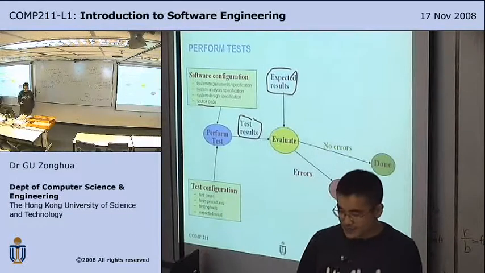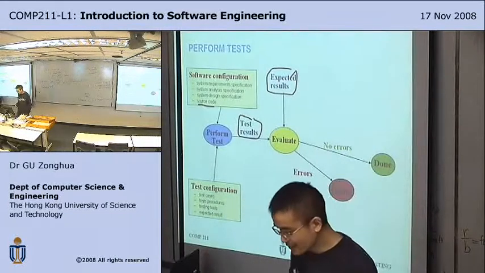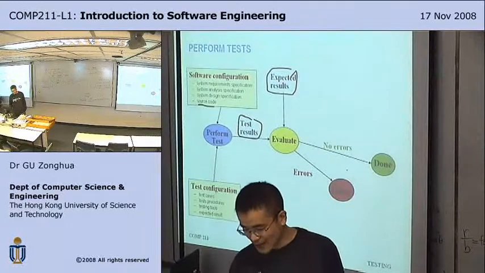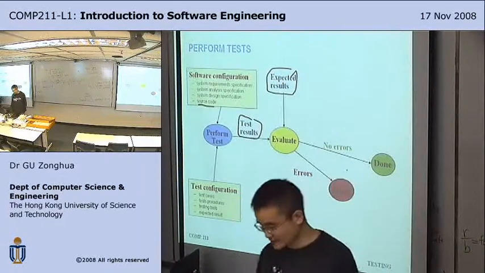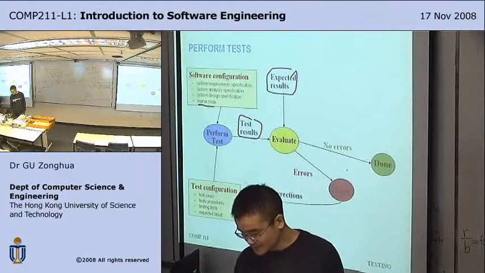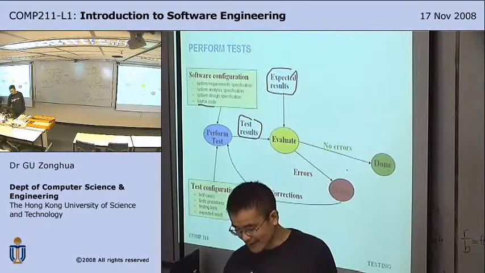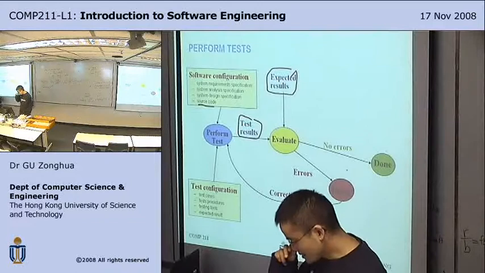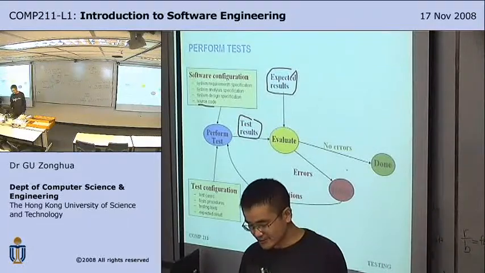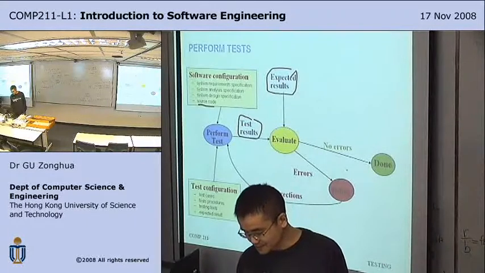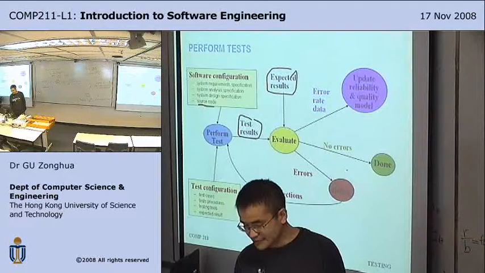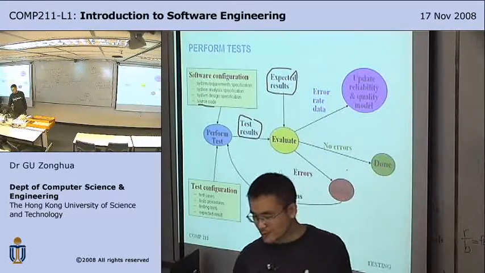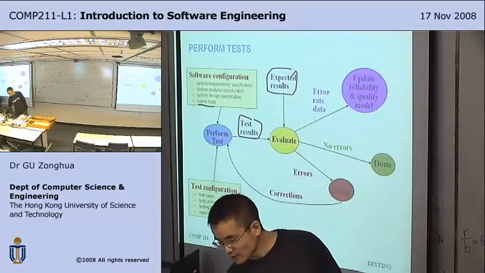And if you detect no errors, then you're done. The tests have passed. If you detect errors, then you pass it to the development team and debug the errors. And after the corrections are placed into the source code control system, you redo the tests. And finally, you collect error statistics to update the reliability and quality model.